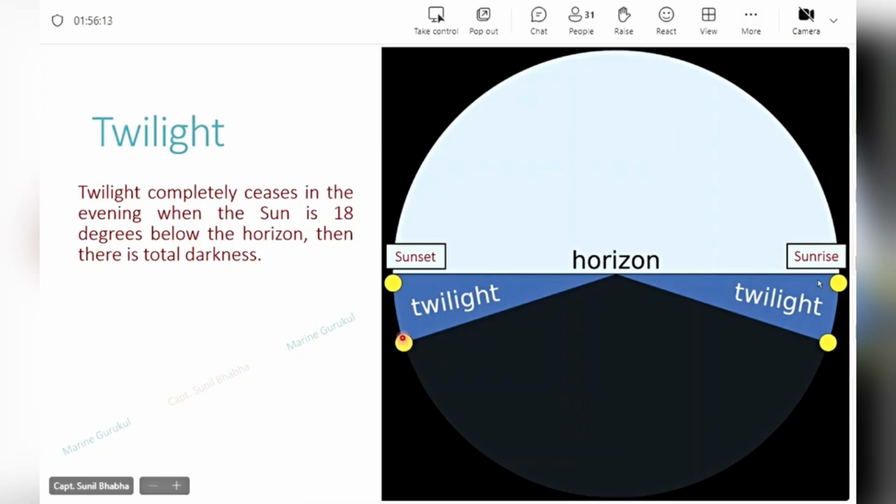Till the time the sun is within 18 degrees of our horizon, we keep on receiving this twilight, and after the sun crosses this 18 degrees belt, there is total darkness and we do not receive any light from the sun. So in the evening time, the twilight commences at sunset and it continues up to the point where the sun is 18 degrees below the horizon, and after that the night starts. After 18 degrees there is no light which we receive from the sun. It is totally dark.